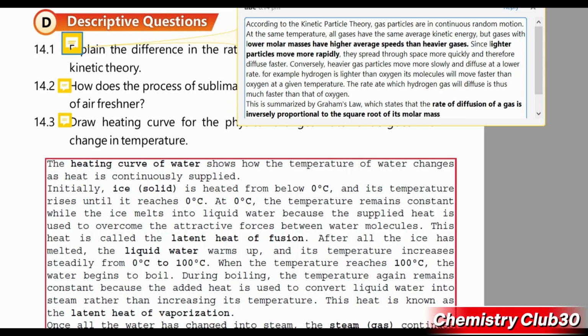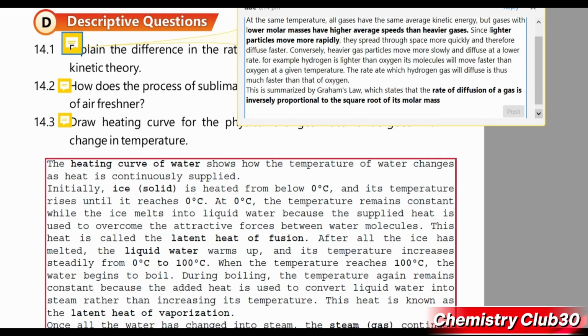Conversely, heavier gas particles move more slowly and diffuse at a lower rate. For example, hydrogen is lighter than oxygen because the molar mass of hydrogen is less than oxygen. So its molecules will move faster than oxygen at a given temperature. The rate at which hydrogen gas will diffuse is thus much faster than that of oxygen. This is summarized by Graham's law. Graham's law of diffusion states that the rate of diffusion of a gas is inversely proportional to the square root of its molar mass.